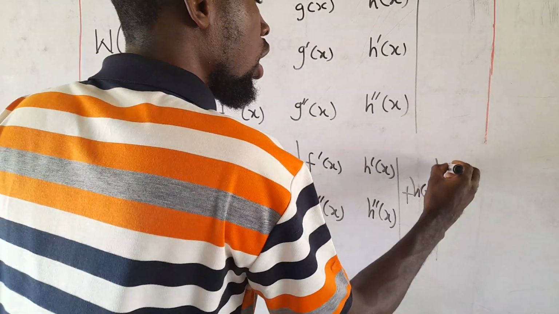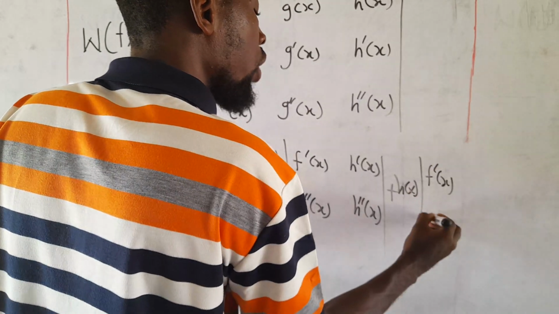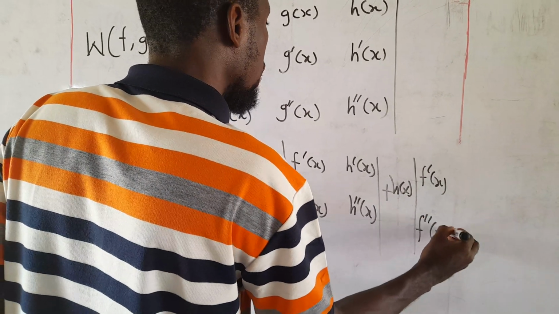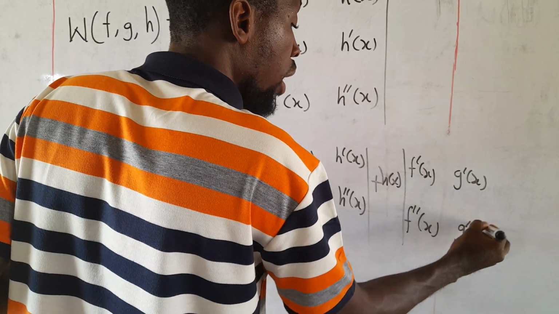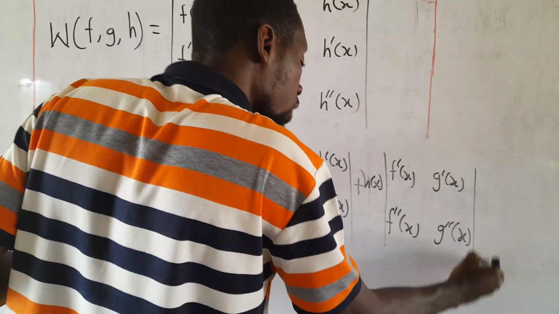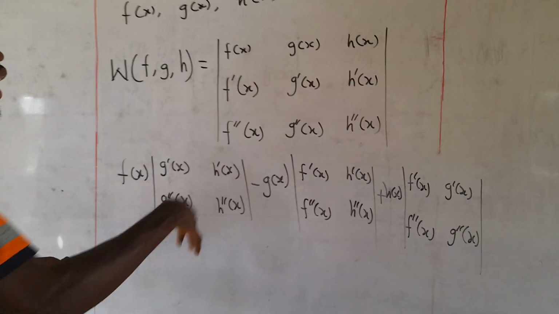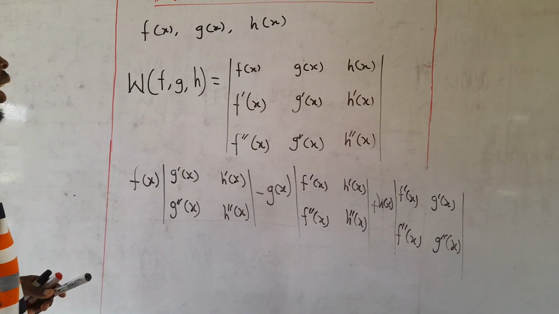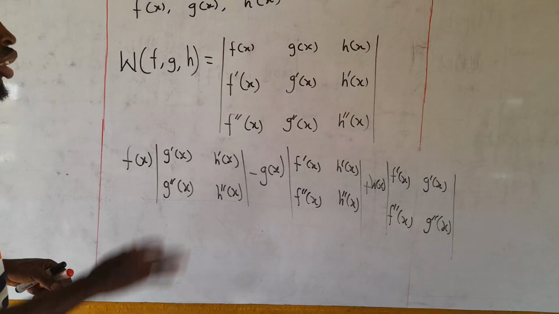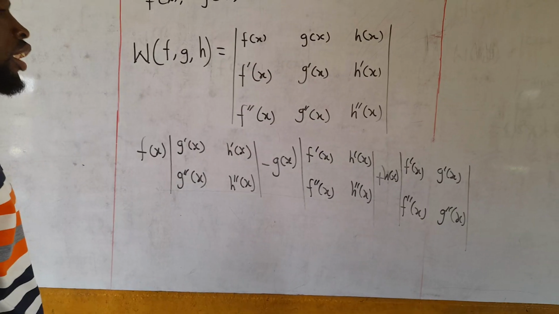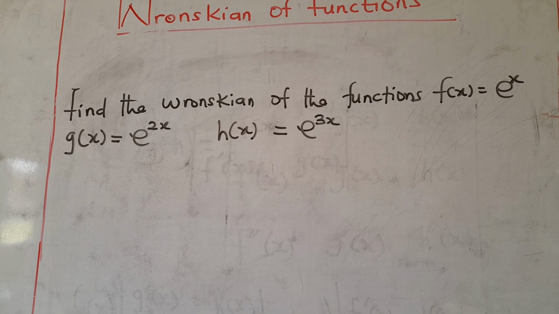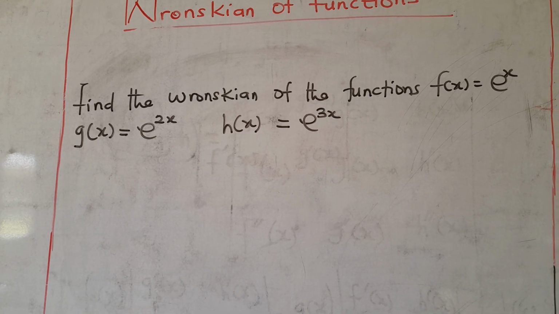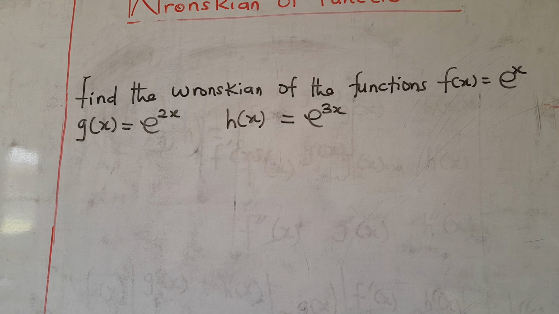And what is that? f prime of x, f prime prime of x, g prime of x, and g prime prime of x. So after we do this, we just find the determinant. And that becomes the WRONSKIAN of the three functions. We take some sample question on this and see how we deal with it. So we'll look at how to find the WRONSKIAN of three functions.